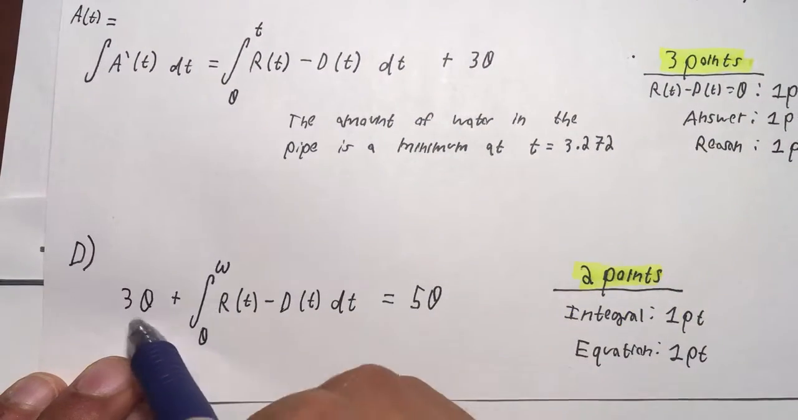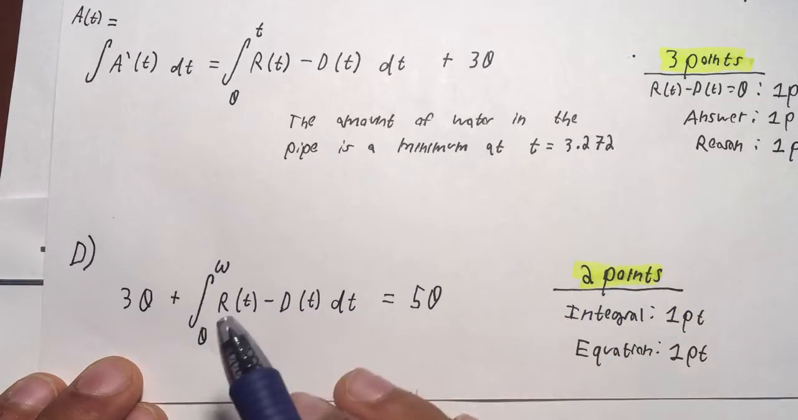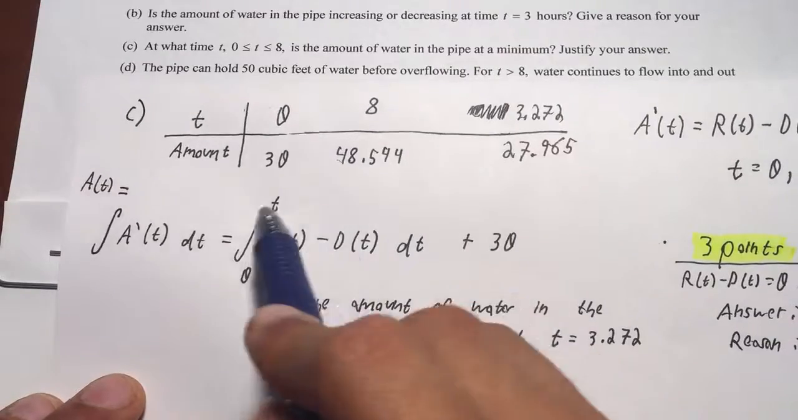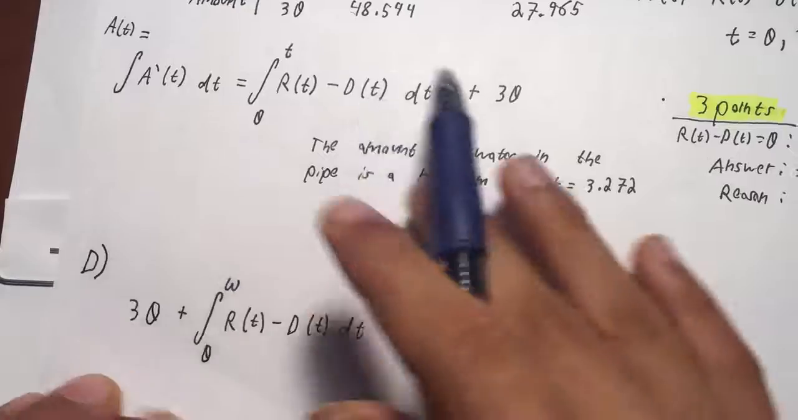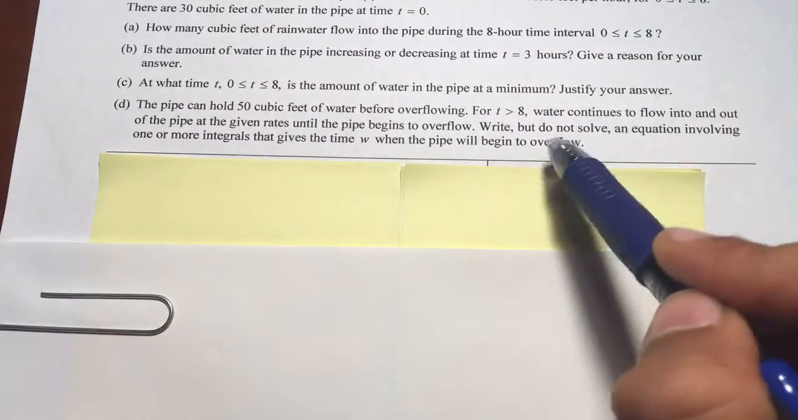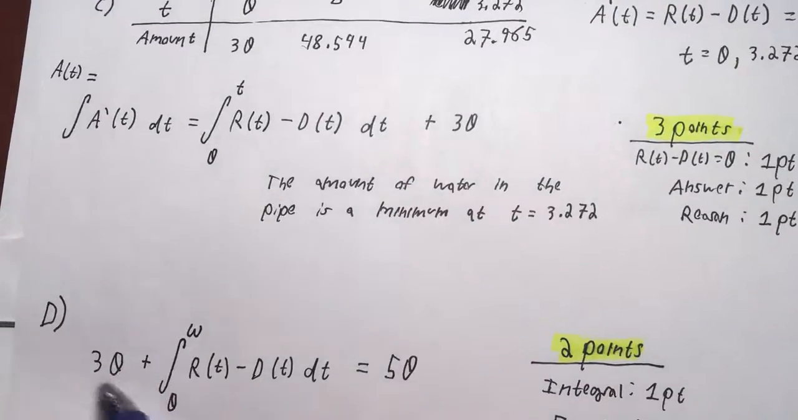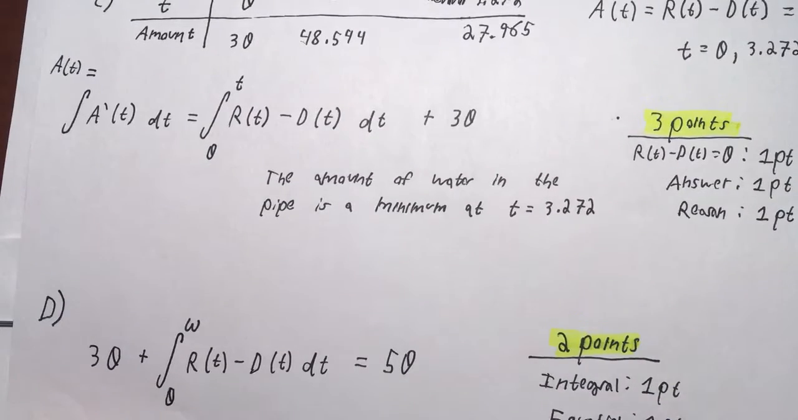Again, we initially start with 30, and we're solving for when the amount, not the rate, but the amount is equal to 50. So I'm literally just going to use what I had from part C, and all I'm doing is replacing the t with the w, because they want us to solve given the time w when it will begin to overflow or reach past 50. This equation by itself with the integral is worth 2 points, 1 point for the integral and 1 point for the equation.